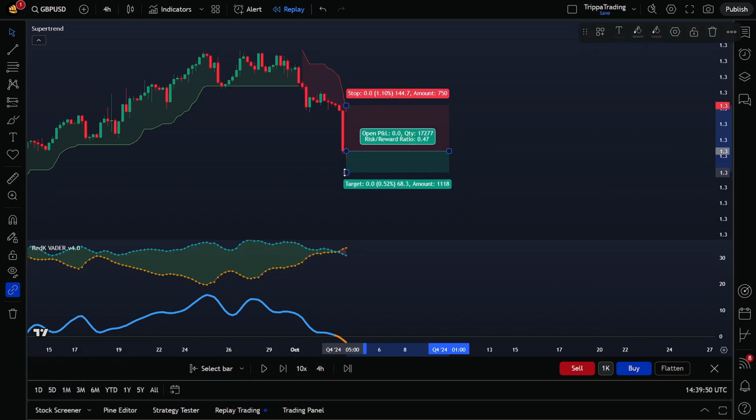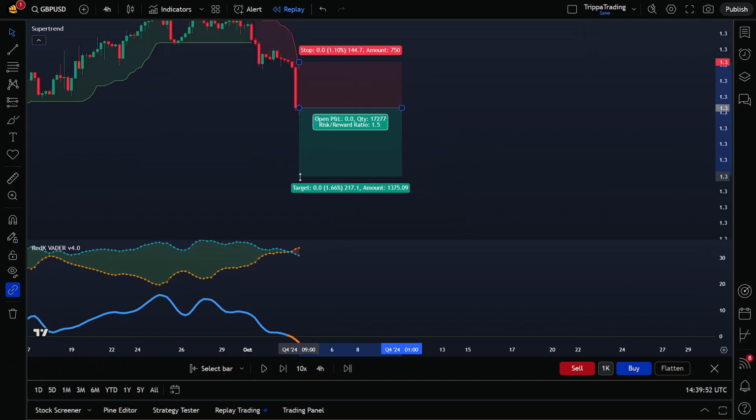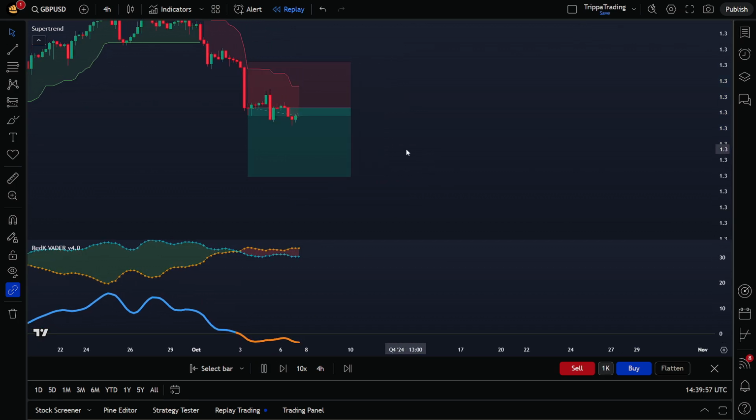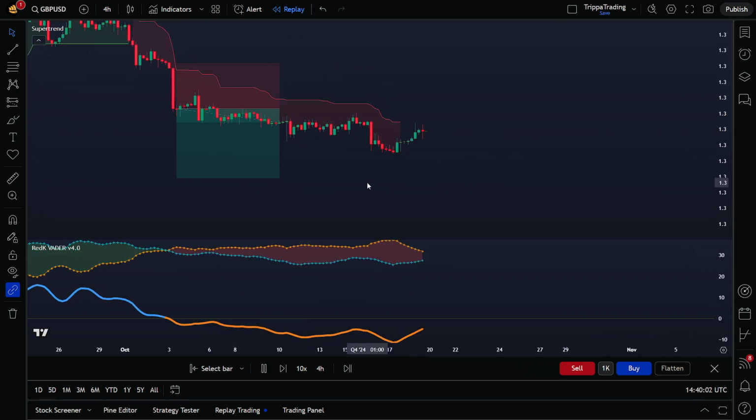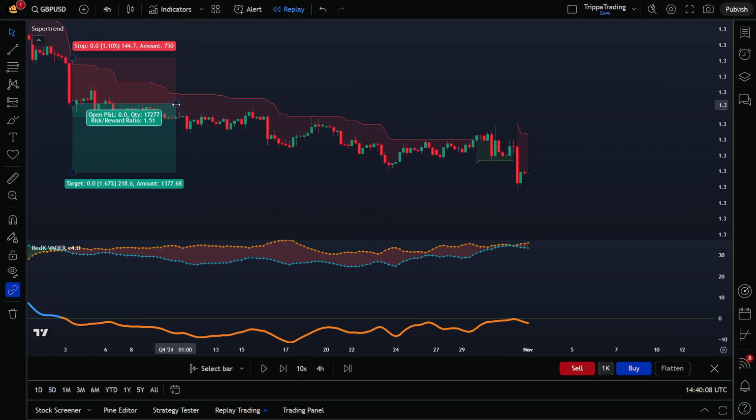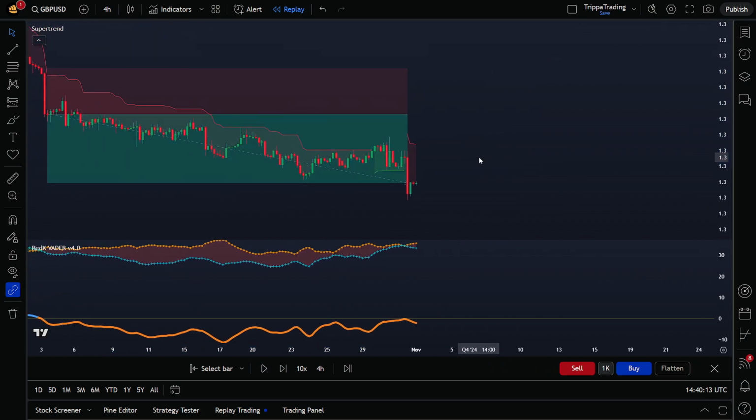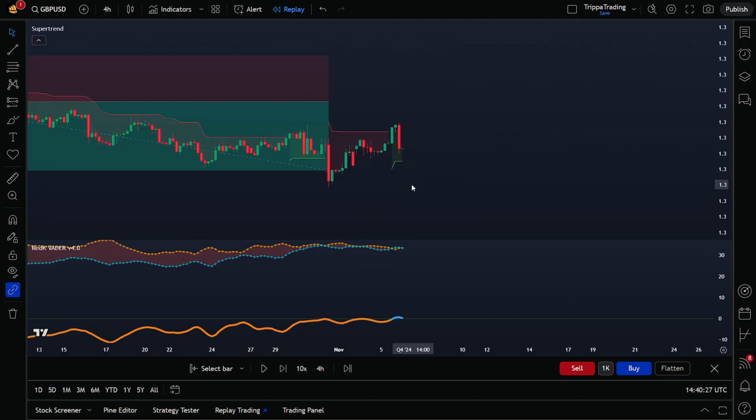The stop loss can be placed above the super trend line. And then you can set the take profit at 1.5 times the risk. Make sure to backtest the strategy before using it in your live trading. As you can see, this trade was profitable. Now let's look at another example.